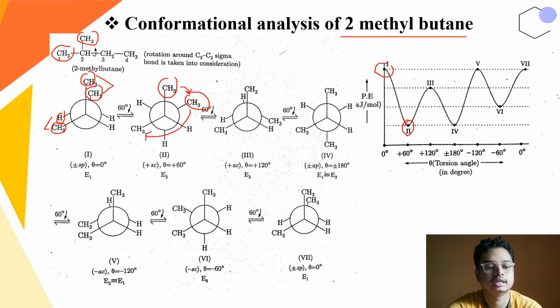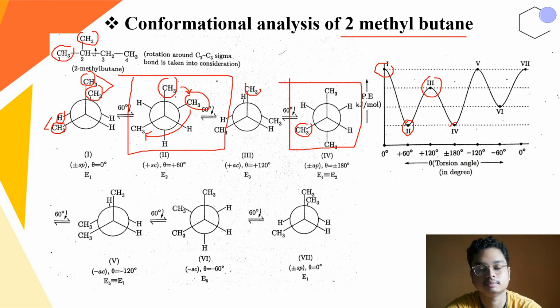Okay, now after rotating 60 degrees, we get the partially eclipsed conformer, where all three groups are partially eclipsed with one methyl and one hydrogen group, and that's why the energy profile diagram shows that the energy of this conformer is between 1 and 2. After rotating again 60 degrees, we get the same type of structure in a different way. However, this also has the same energy as 2. So these two conformers are the most stable conformers of this 2-methylbutane structure.